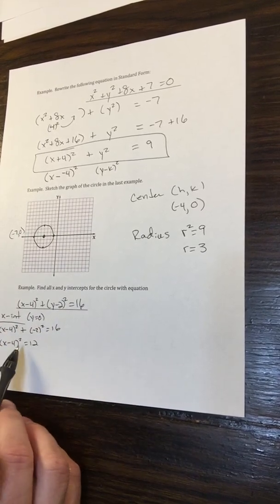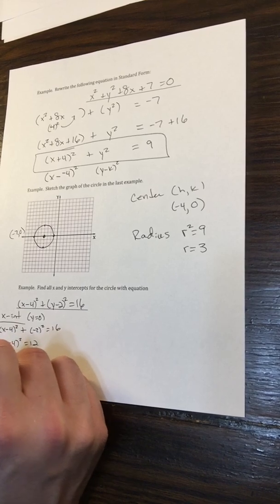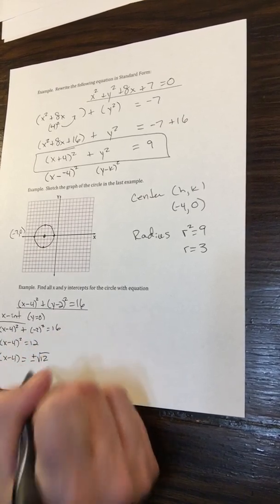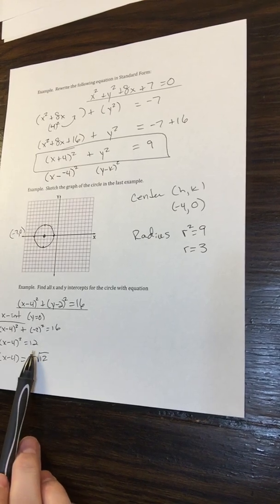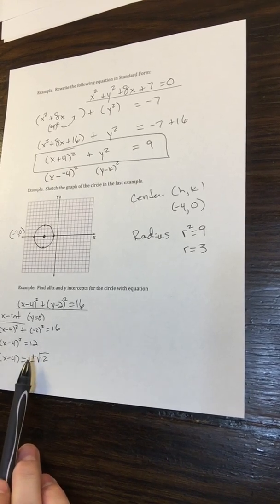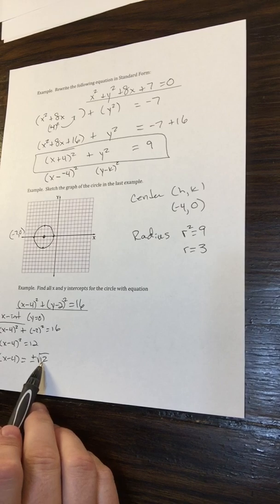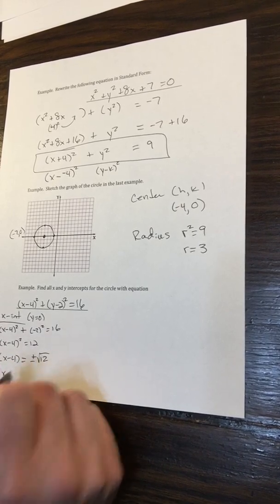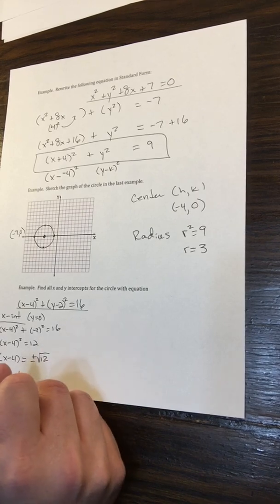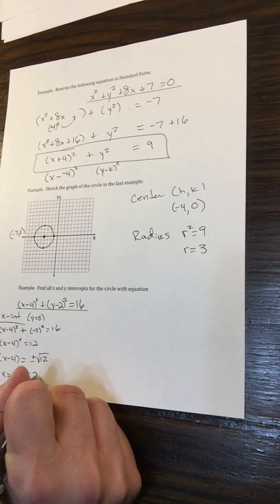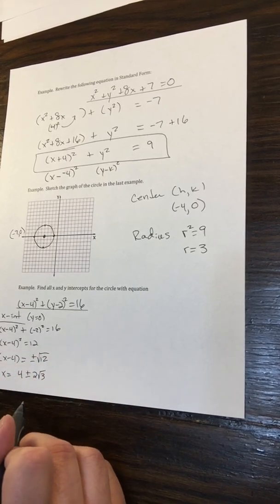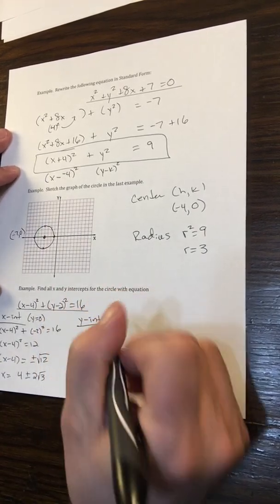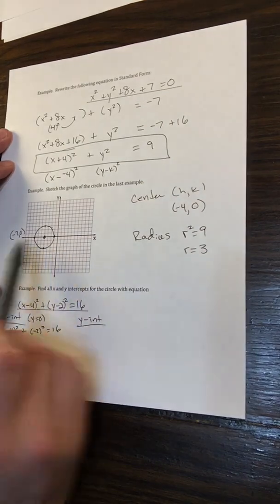Then, of course, I would take the square root, and when I do, I get x minus 4 is equal to plus or minus the square root of 12. Kind of unfortunate that's not a perfect square. That would be nicer if it was. But I do know that that's 4 times 3, so it's 2 root 3, right? So this ends up being x equals, I'm going to add 4, and I get 4 plus or minus 2 root 3. Okay?